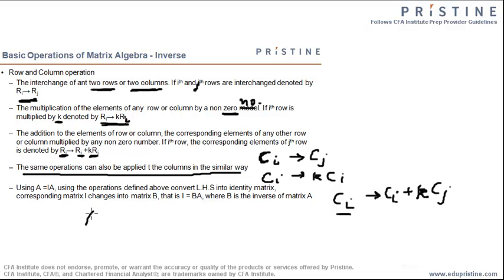And it must be remembered that if we multiply a matrix with the identity matrix of the same order, then we are left with the same matrix. So AI equals IA equals A.